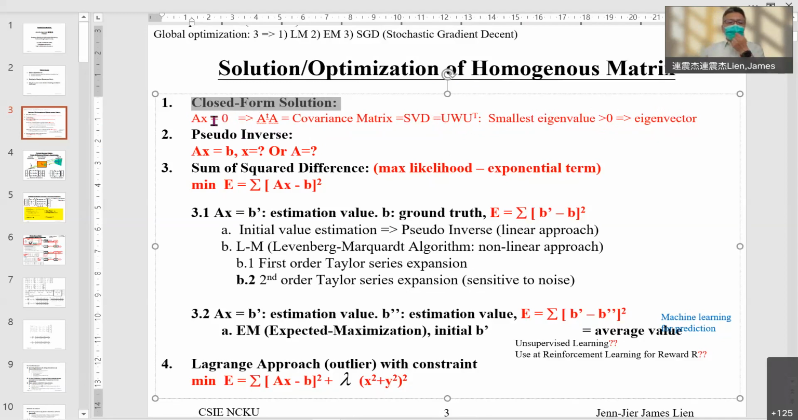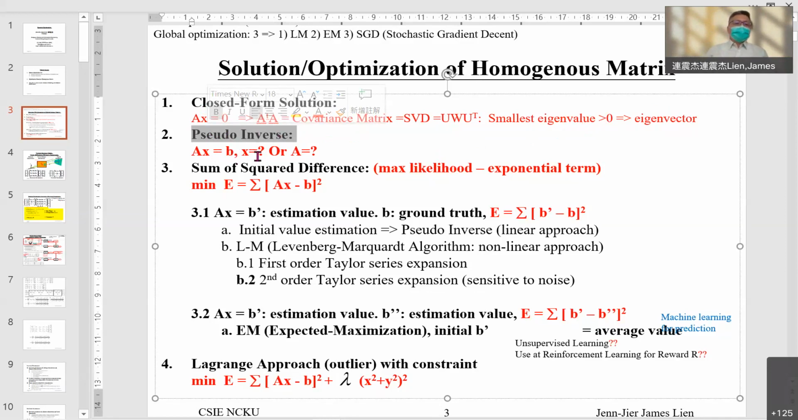The closed-form solution is from A. You do SVD, which becomes three terms, and find the small eigenvalue close to 0. It corresponds to one eigenvector, and that eigenvector will be your answer. This is the closed-form solution. The second one is if the case is AX = B, where B doesn't equal 0. We will use the pseudo-inverse to solve the problem.